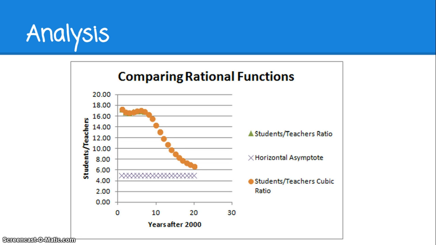This graph represents the students per teacher ratio, the students per teacher cubic ratio, and the horizontal asymptote. I picked the students per teacher cubic ratio to best represent the data because it was the closest to the numbers in the data.